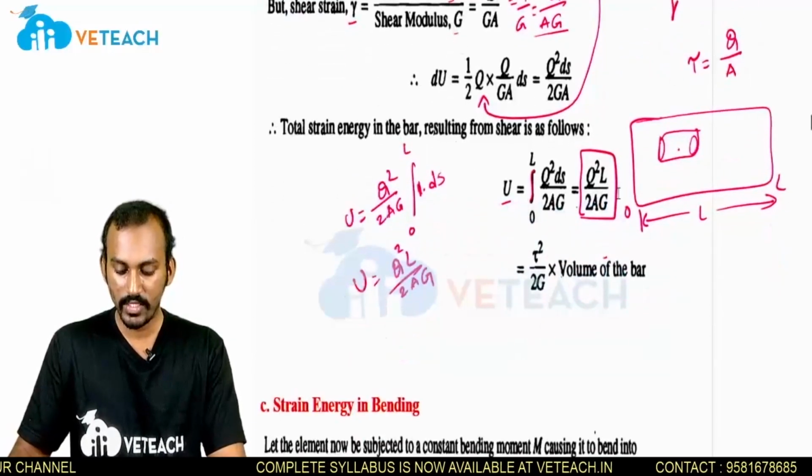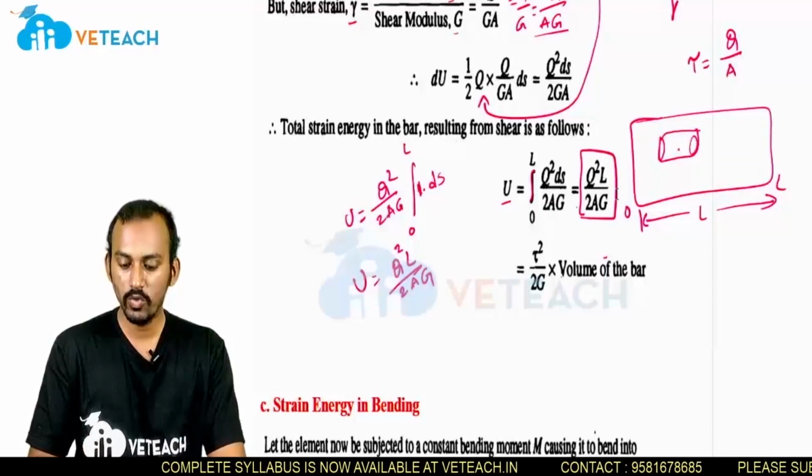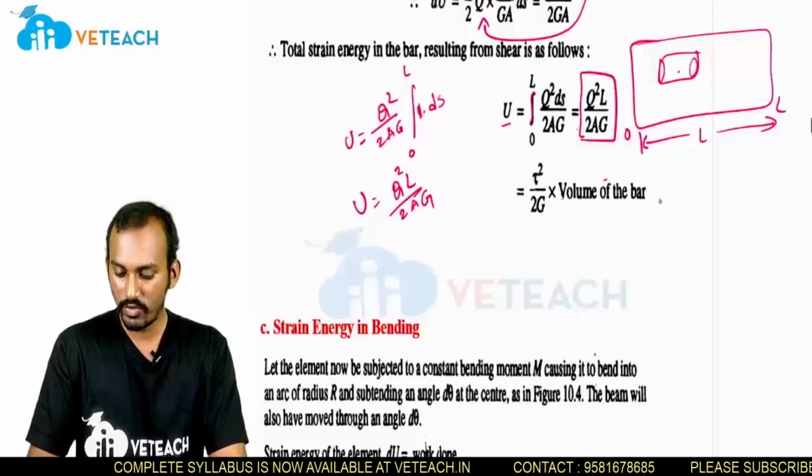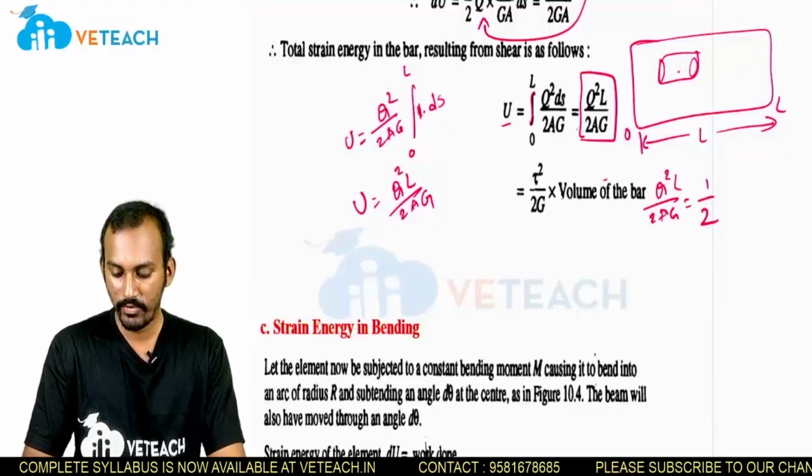Again, if I want to convert this in terms of shear stress and shear strain, we can do it just like the previous case. So what is the actual equation? Q square into L by 2AG. Now first I am differentiating the half.